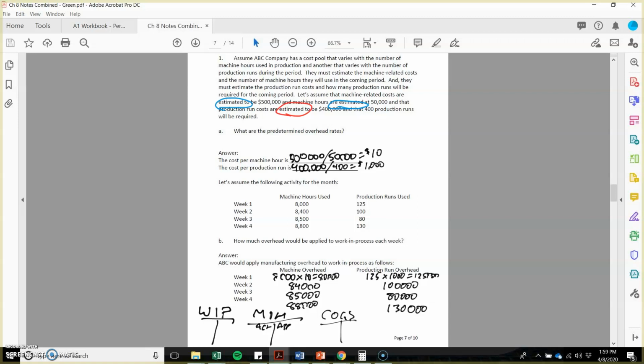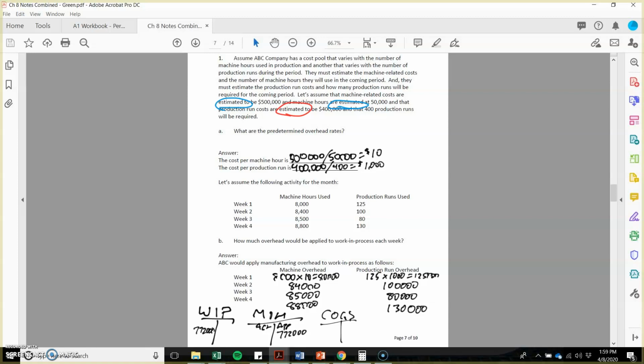You can see my MOH applied is going to be $772,000. So adding up those two, 772. I'd go ahead and pop it into the WIP, 772, and that's going to flow from there to finished goods into cost of goods sold. And now I get to the ending here.